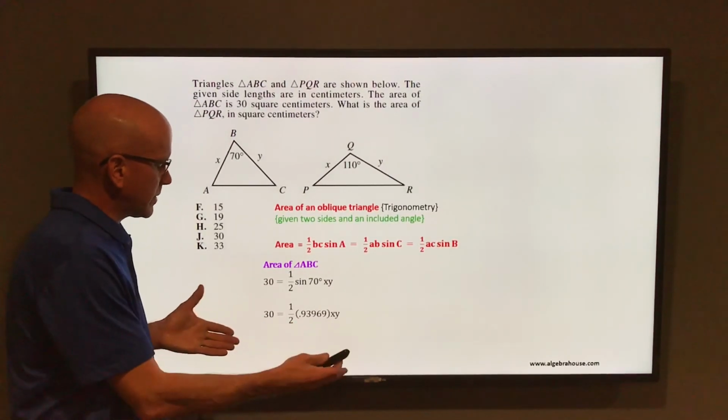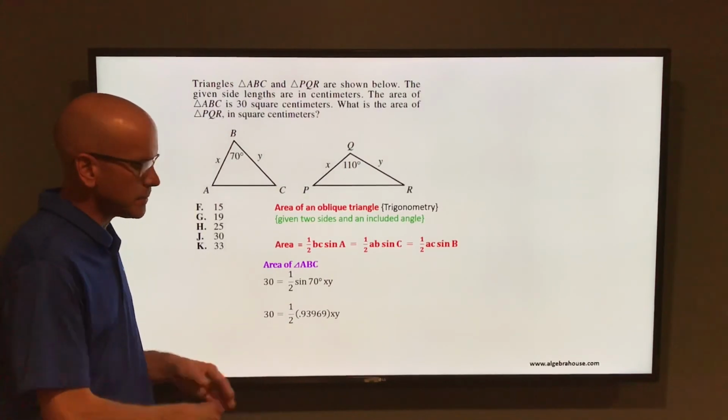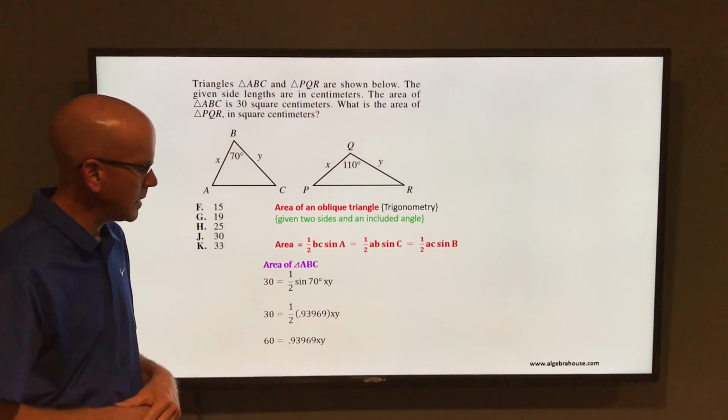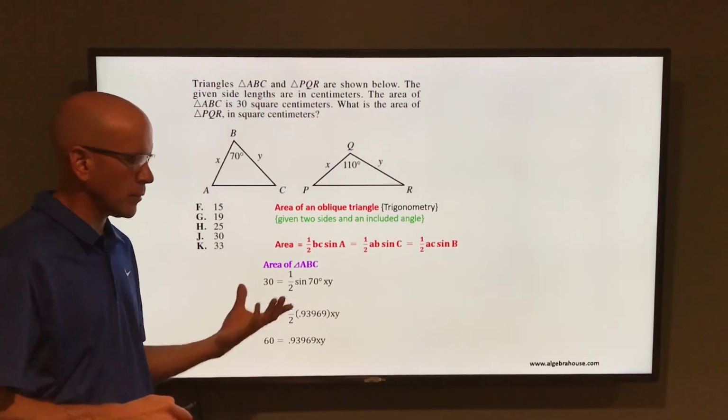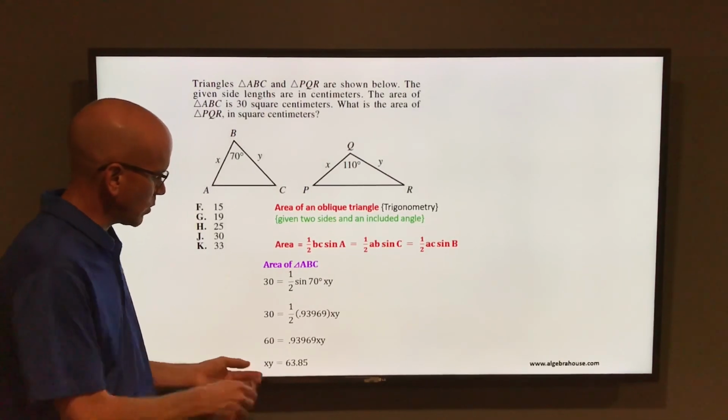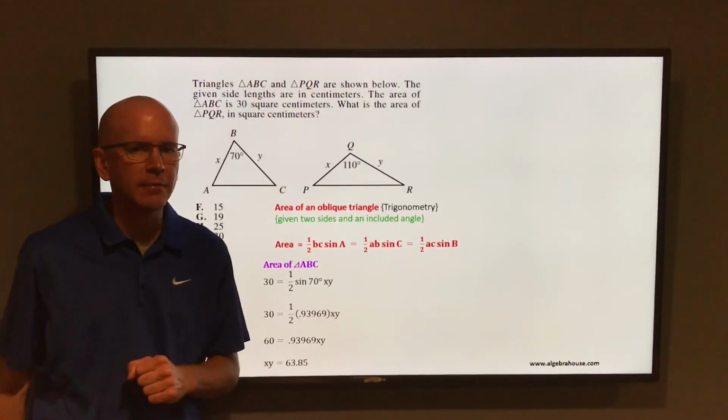And then you can do this different ways, but I want to solve this for XY. So you can multiply both sides by 2. You get 60 equals 0.93969 times XY. Then divide each side by that, or really you're dividing each side by the sine of 70. It's going to be 63.85. So x times y is 63.85.